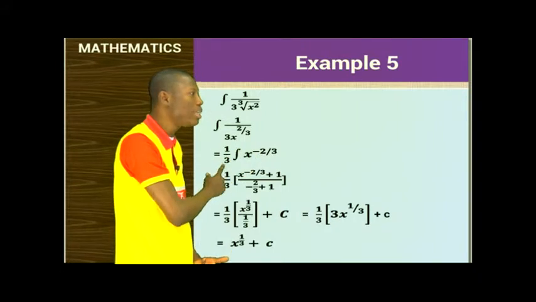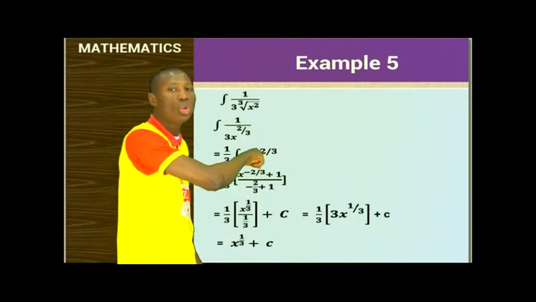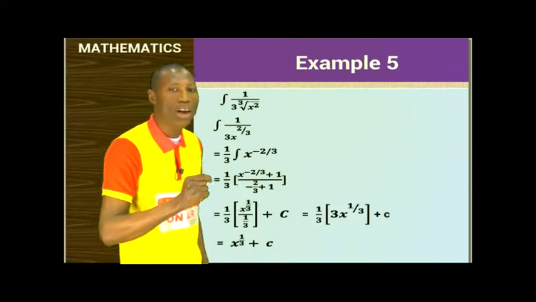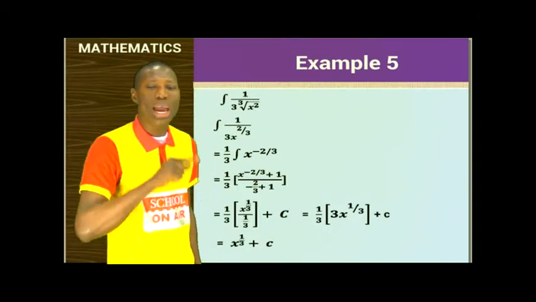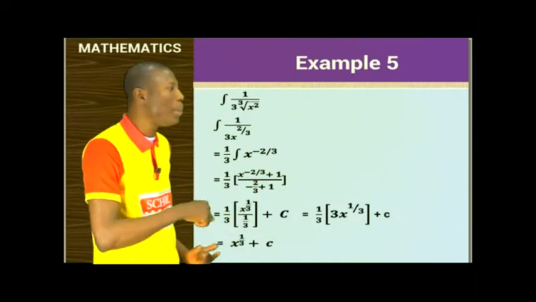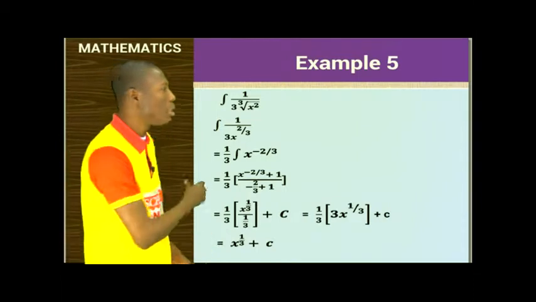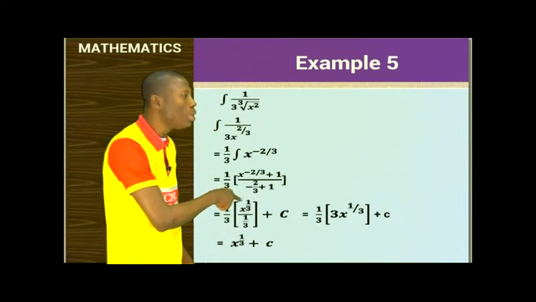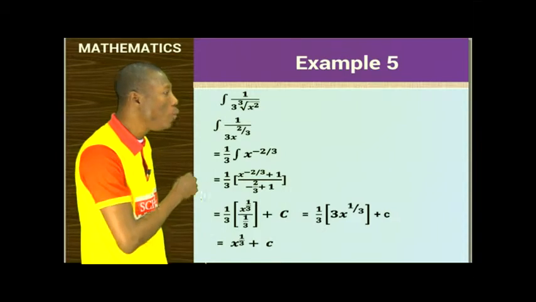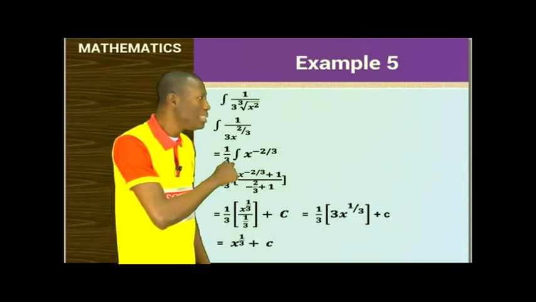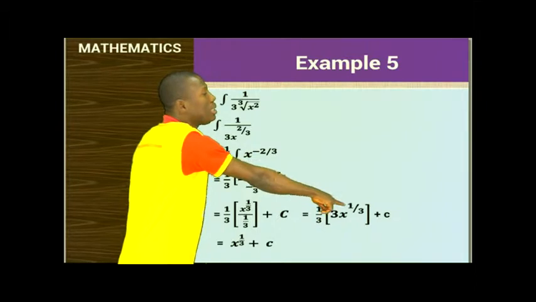But here I have 1 over 3. Then I have x raised to power minus 2 over 3, which is the power I'm dealing with. So minus 2 over 3 plus 1, all over minus 2 over 3 plus 1. Then I will have x to the 1 over 3 all over 1 over 3, which is equal to 1 over 3 in bracket 3x raised to power 1 over 3 plus c.